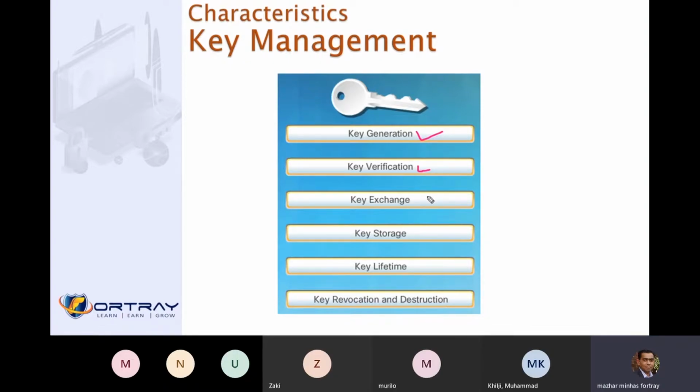What will be the method of key exchange? Is it a manual method? Is it some kind of automatic method? Key exchange, how we can exchange those keys, where we will be storing the keys, what will be the lifetime? Lifetime will be 1 day, 2 days, or forever. And once the keys are revoked, if they can no longer be used, we can revoke them and destroy them as well.